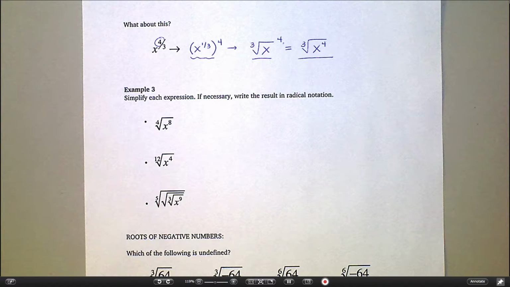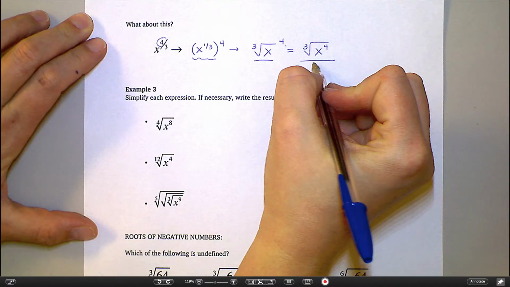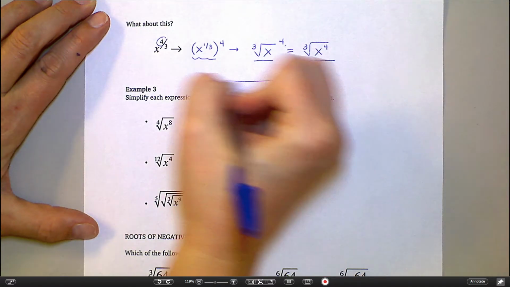So thinking about that, and really I want you thinking almost more about going back the other way. If I gave you this, could you rewrite it this way?